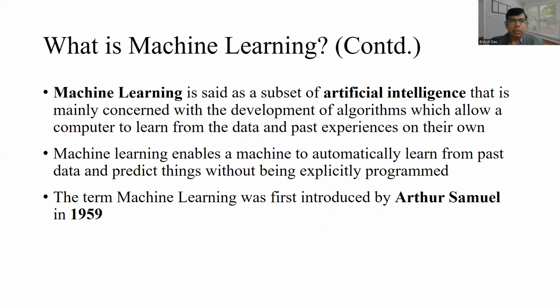Now the definition. Machine learning is a subset of artificial intelligence, and it is the algorithm which allows a computer to learn from data and past experience. The term machine learning was first introduced by Arthur Samuel in 1959.